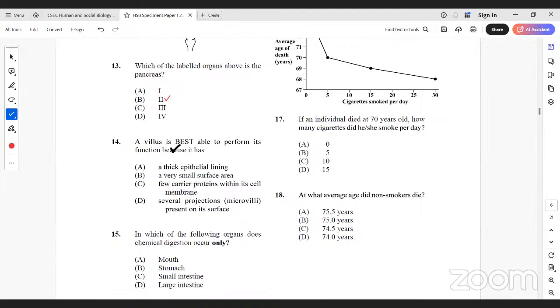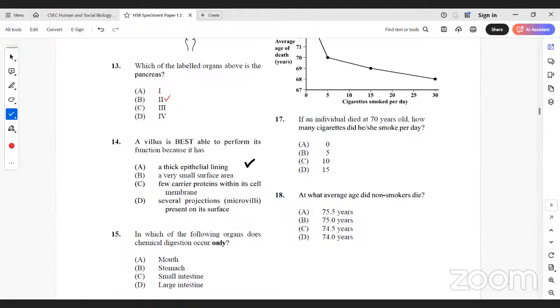14, a villus is best able to perform its function because it has. Now, don't confuse villus and villi, right? They are the same thing. One is singular, one is plural. So they are trying to play a word trick on you. All right? So don't let that trick you.